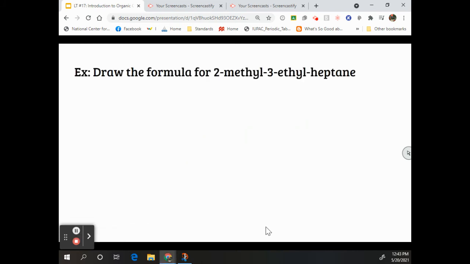So now let's go the opposite direction. Let's take a name and make it into a formula and do the skeletal structure in between. So we work backwards on these. And when we work backwards, we are going to look at the longest carbon chain, which is always listed last. And it is heptane. So I'm going to go 1, 2, 3, 4, 5, 6, 7. And then it says that on the second carbon, there's a methyl. And on the third carbon, there's an ethyl.